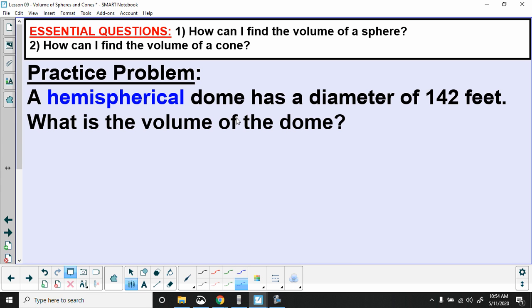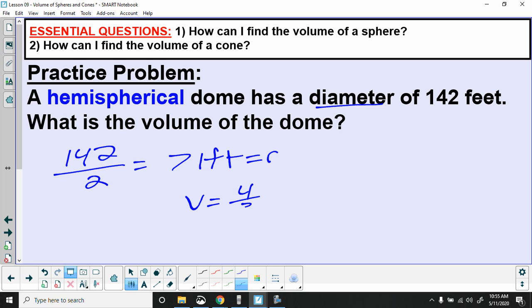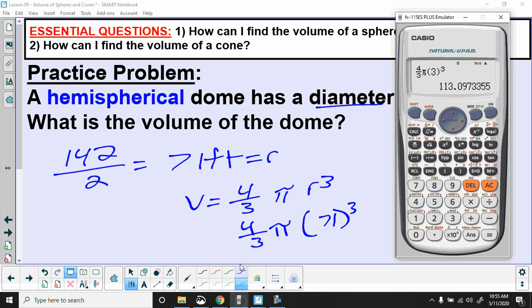So let's say we have a dome. They're giving us a diameter of 142 feet. We need the radius, so 142 divided by 2 would be 71 feet. This is our radius. Plug that into the formula. There we go. Our radius is 71. And then just cube it. Again, just going to go back and change this to a 71. There we go. 71. Yeesh.